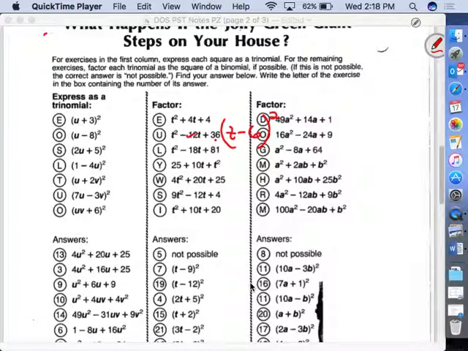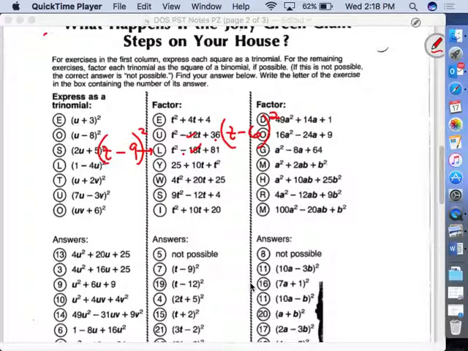Let's see, looking at the problem right below it. The square root of 81 is 9. Square root of t squared is t. Operation in the middle is subtraction. Negative 9 plus negative 9 is negative 18. So that would generate the pattern for that.